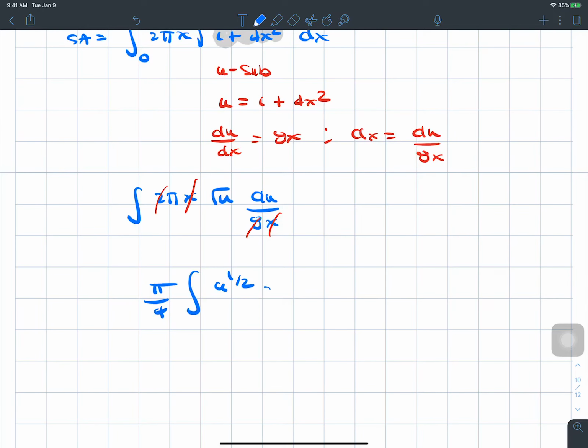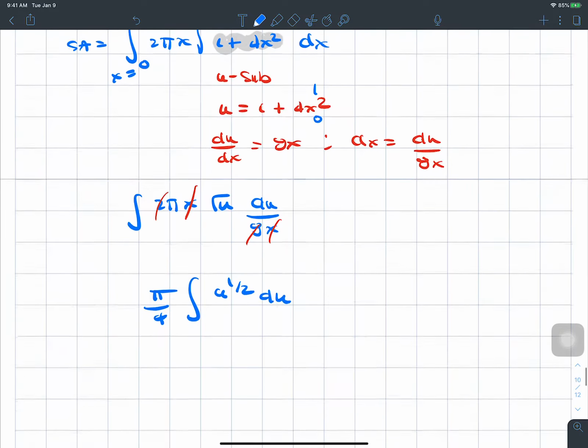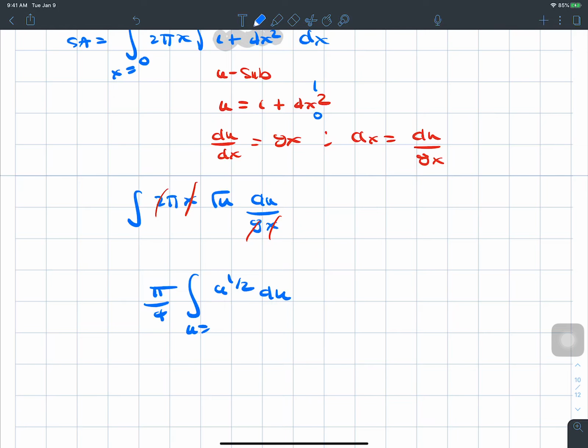That's u to the 1/2 du. So let's double check. The only thing is we need our limits. The interval is from 0 to 1, and u here is 1 plus 4x squared. I have to plug in 0 and 1 for x to get my lower and upper bounds. So when x is 0, u is 1, and when x is 1, u is 5. So this is what we use to get the limit values now.